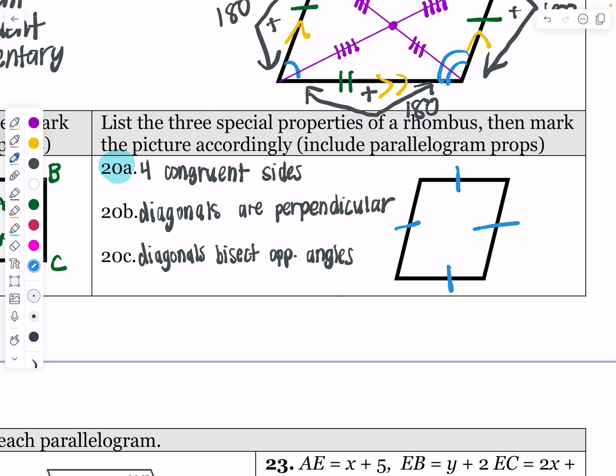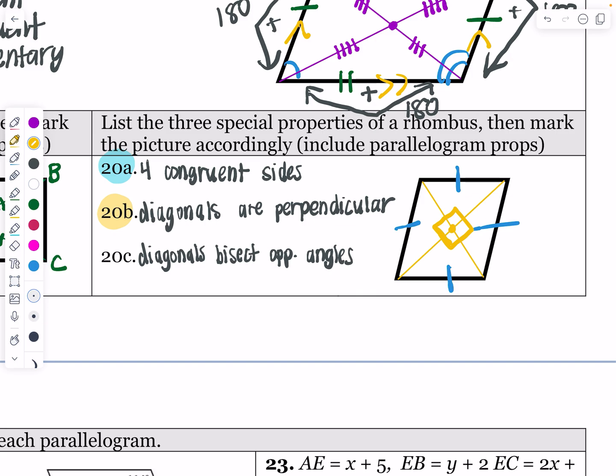We also know that the diagonals are going to be perpendicular to each other. So when I go and draw in these diagonals, they should cross each other at a 90-degree angle. So this one, those are different lengths. They're going to cross each other in a way that they create 4 right angles. So the diagonals are perpendicular to each other.